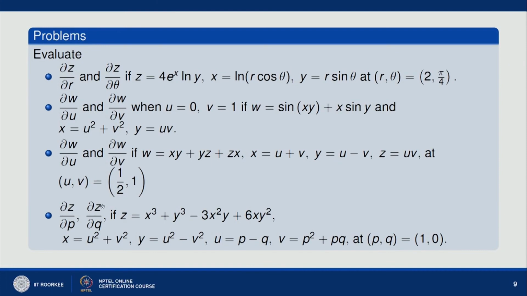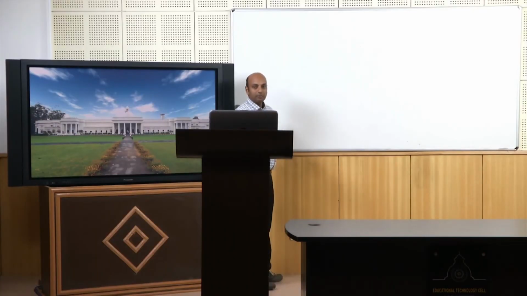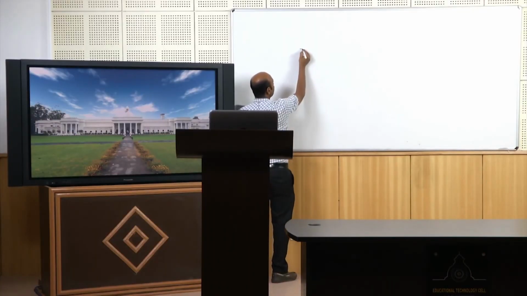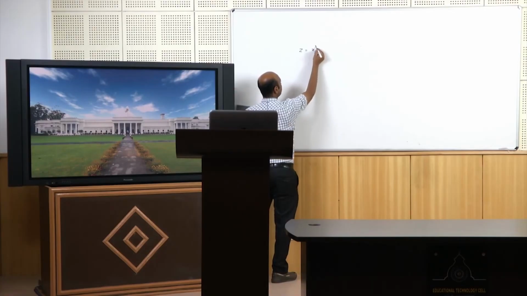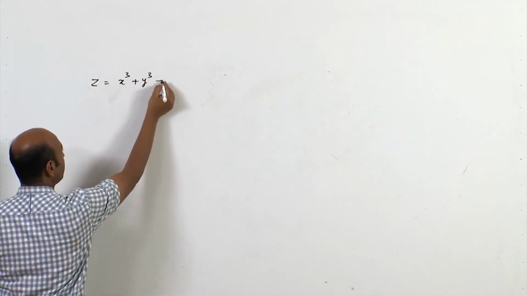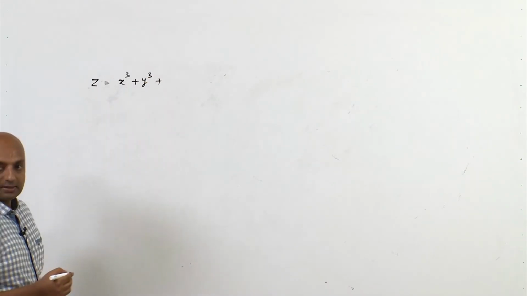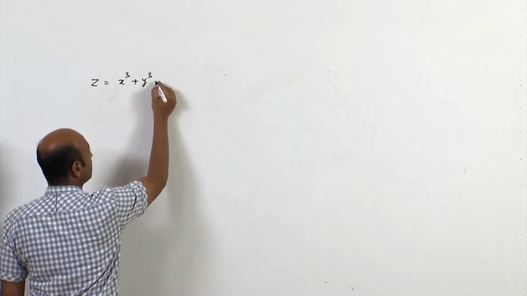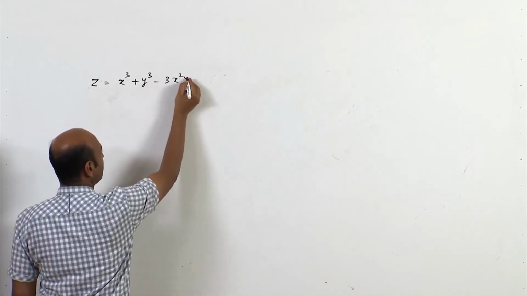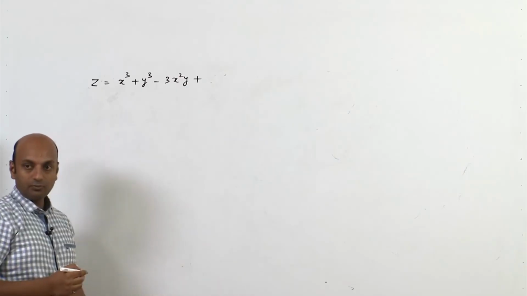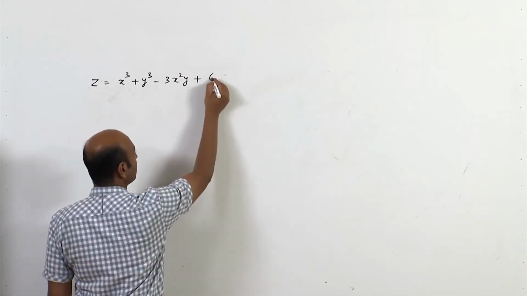Let us try the last problem, del z by del p and del z by del q. Okay. Now, here in the last problem what we are having? We are having z equal to x cube plus y cube minus 3x square y plus 6xy square.